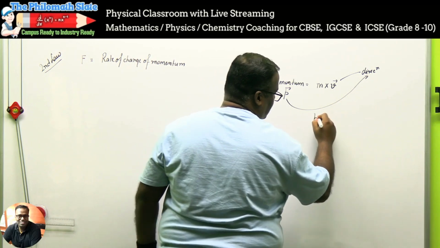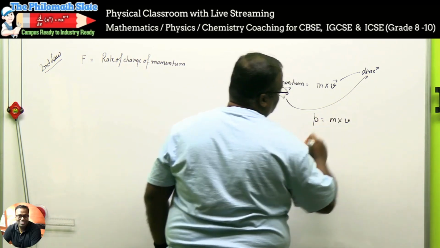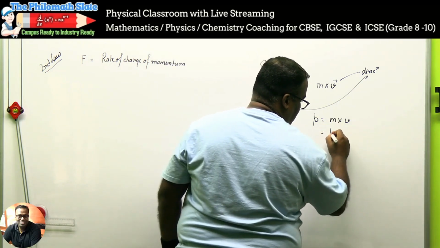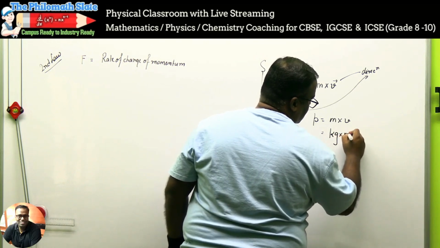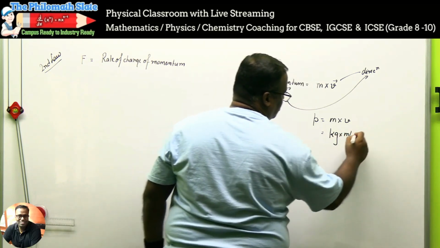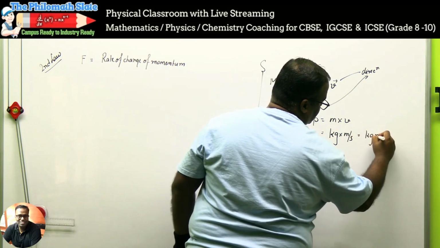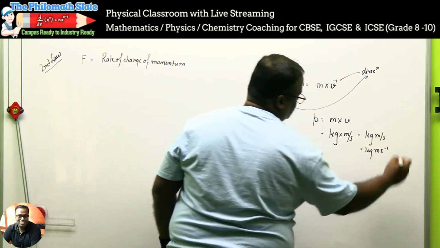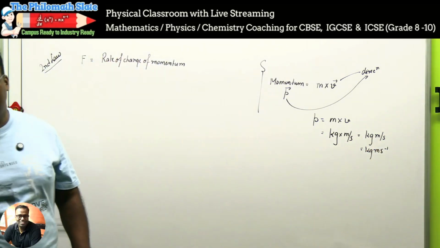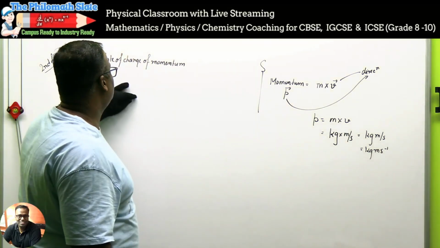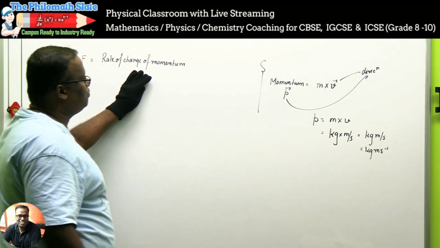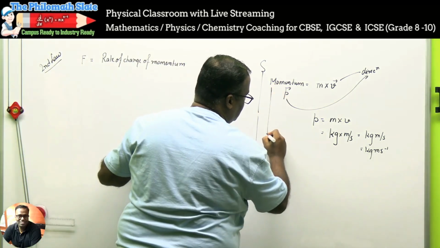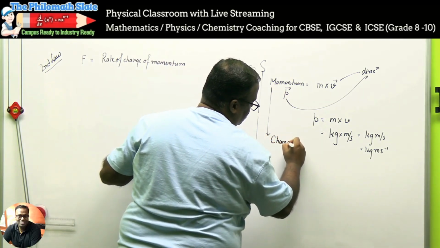So momentum we write as mass into velocity. Now this is the magnitude. So what should be the unit? Mass is always expressed in kg and velocity in meters per second. So the unit of momentum would be kg meter per second, or you can write it as kg meter second minus 1. All means the same, right? So we have understood what is momentum. Now it says rate of change of momentum. That means our next part is this momentum is undergoing a change.